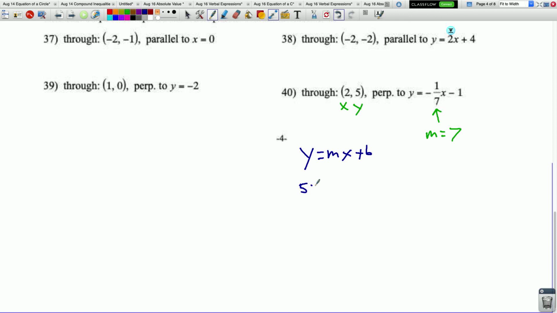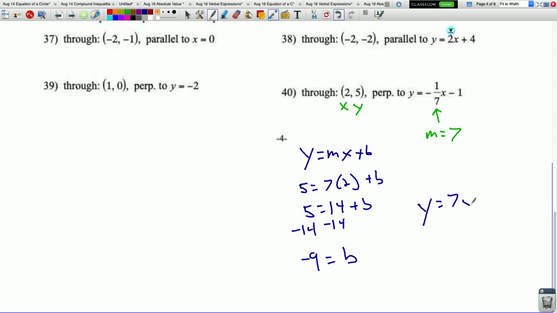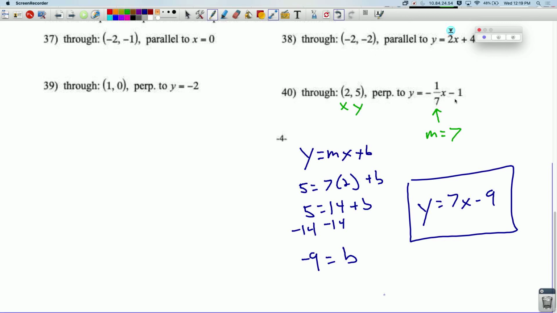And we get 5 equals 7 times 2 plus b. 5 equals 14 plus b. Take 14 away from both sides. Negative 9 equals b. And we get a final equation, y equals 7x minus 9. We simply borrowed this point to find our y-intercept, then we give it back, and we leave it as just the variable y and the variable x in our final equation here.